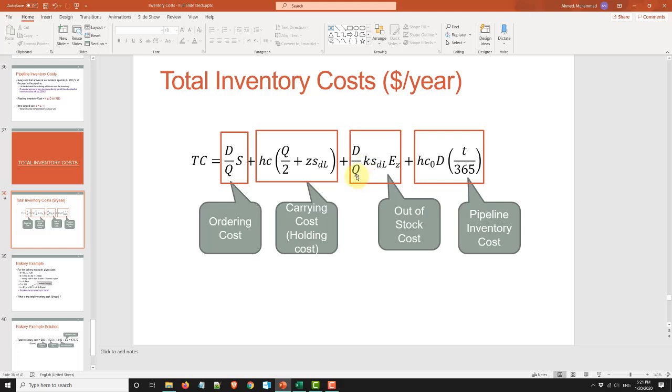So if an item sells for $20 and it costs you $15 to bring the item to be sold, then your margin is $5. So K will be $5 per unit. Each time you have a lost sale, you lose $5 per unit. In some situations, you have back orders. A back order is when a customer comes and says, hey, I want to buy this item.